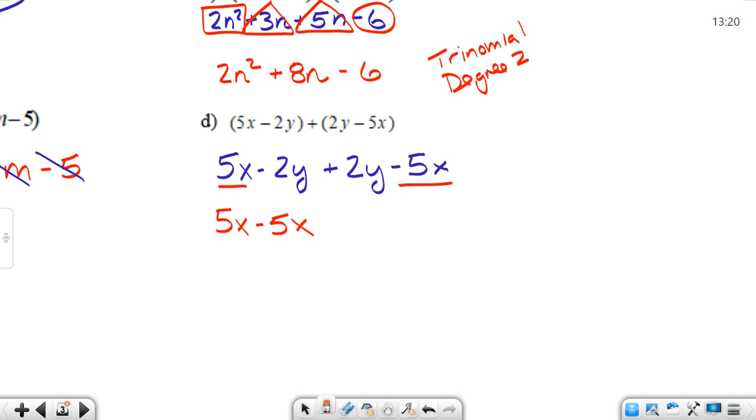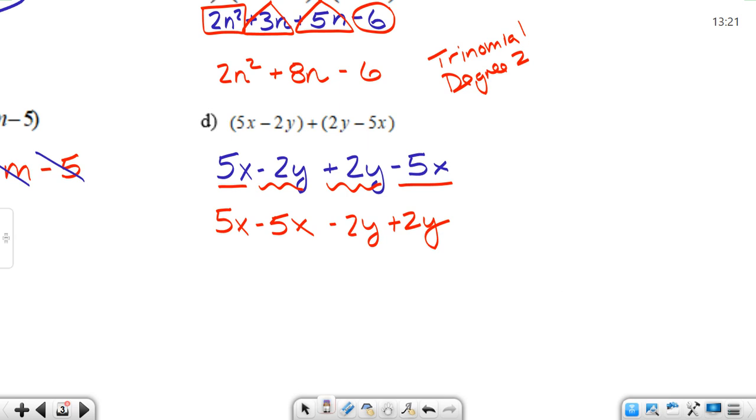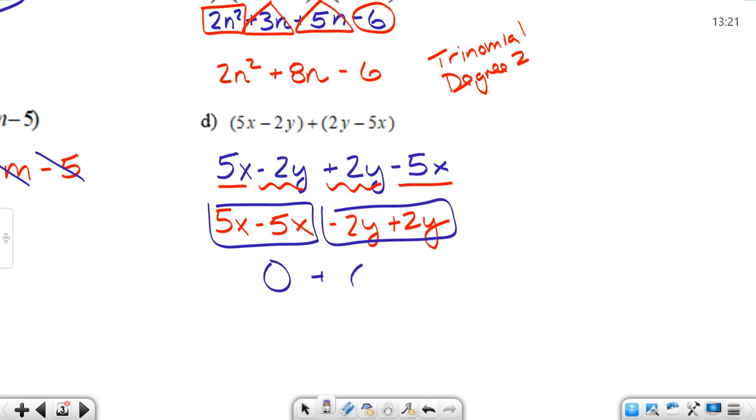Now, if you guys are going to rearrange terms, please do not forget that the sign has to follow the term. So that negative has to follow that negative 5x. Then I have a negative 2y and a positive 2y. So minus 2y plus 2y. And what we're actually going to see here is that 5x minus 5x, that's 0. And negative 2y plus 2y, that is 0. So we actually just end up, guys, with 0.